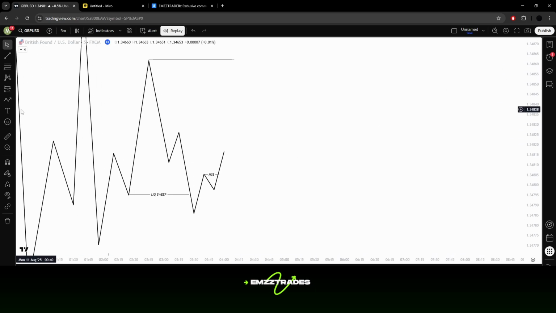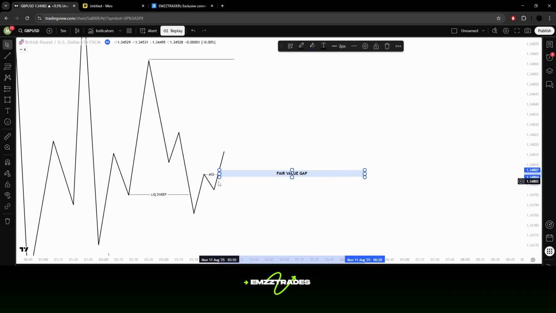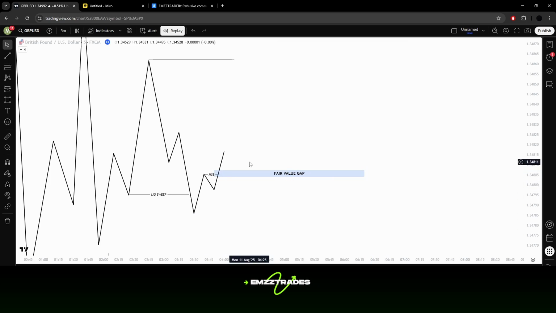Now all I need to do is literally mark out my fair value gap. So my fair value gap will overlap with the market structure shift anywhere right there, fair value gap. And even if it doesn't overlap, it just needs to be in the extreme side. So anywhere around this area here will be good for the fair value gap, right? If you don't know what fair value gaps are, just comment down below and I'll make a whole video explaining them.